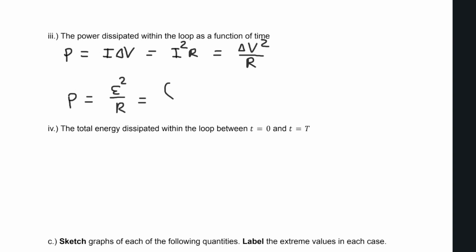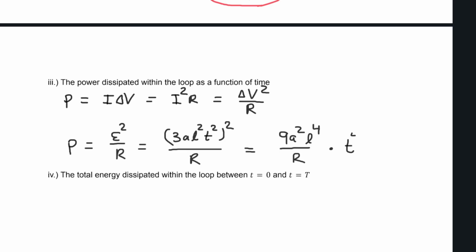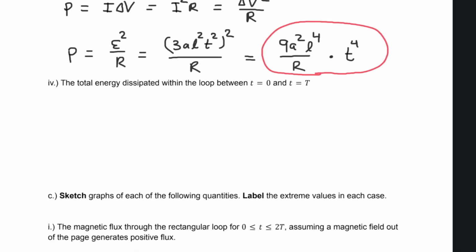So that the EMF induced, we said, was 3AL squared T squared, and the resistance is R, and we square that EMF. And then making sure we hit every term with the square on top, we get 9A squared L to the fourth over R, and then times T to the fourth. And again, I put my functional dependence on T in the end, just so I know what I'm looking at.